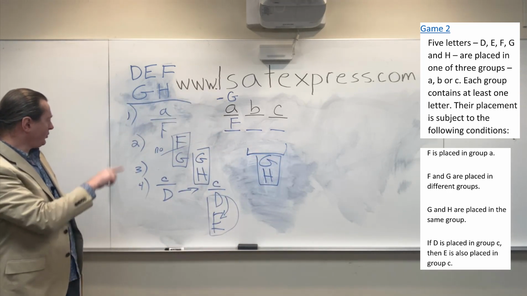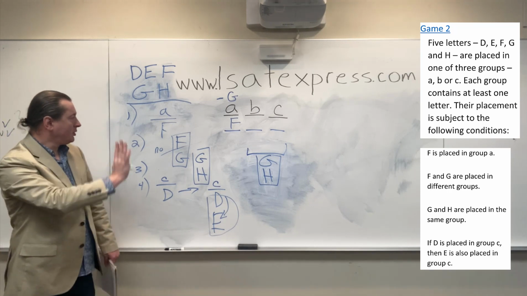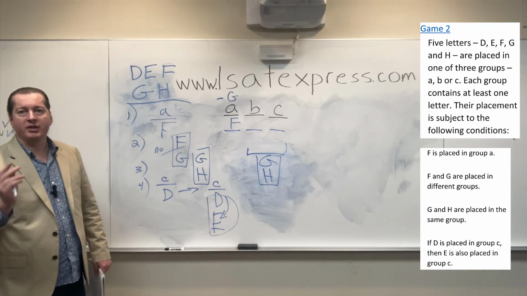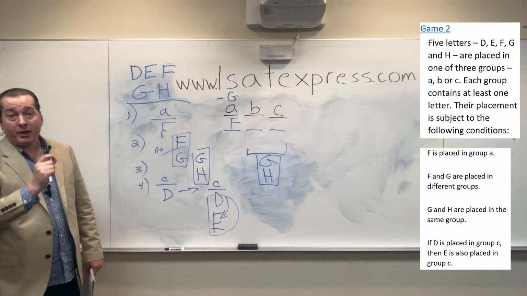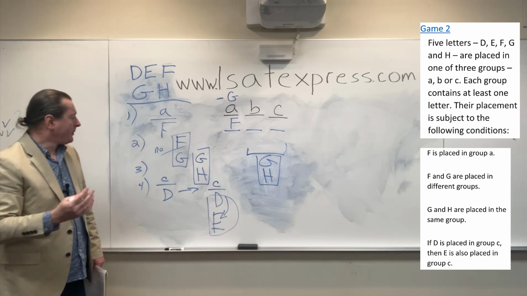Let's see, rule 4, can we combine that? No, rule 4 stands alone. All right, so we've combined the rules. Always a huge step. Step 2, combine the rules. Step 3, we build out the diagram. What can we build out? What conclusions can we draw?